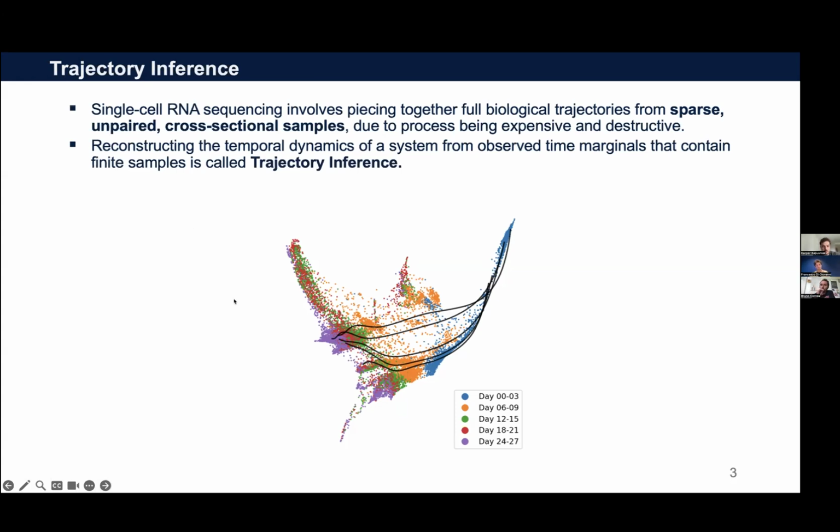As an example, on the slide, you can see the low dimensional embedding of single-cell data. It is measured along different time spans, and each color represents a different time it was measured at. What is important here is that the samples are unpaired, so we don't know exactly what the correspondence is between the cells measured.